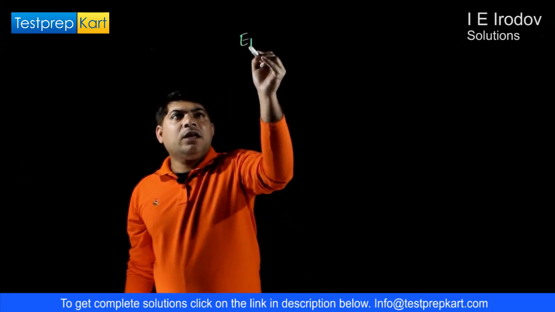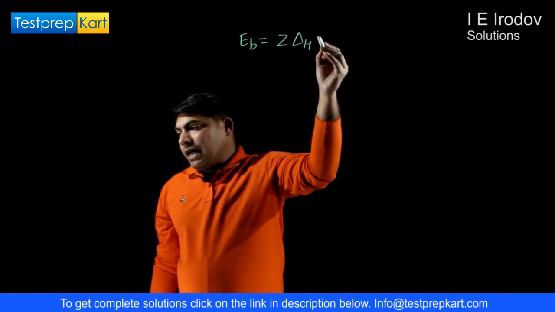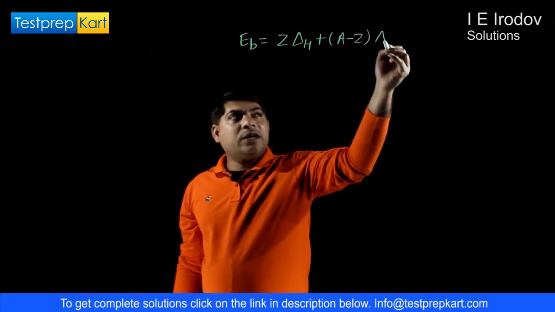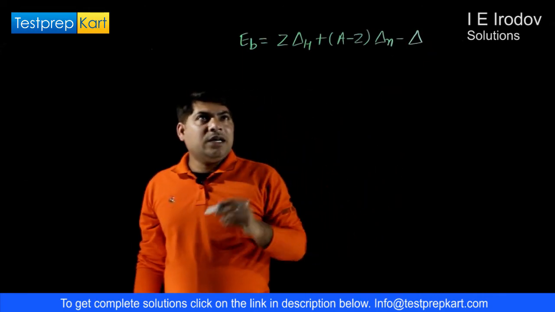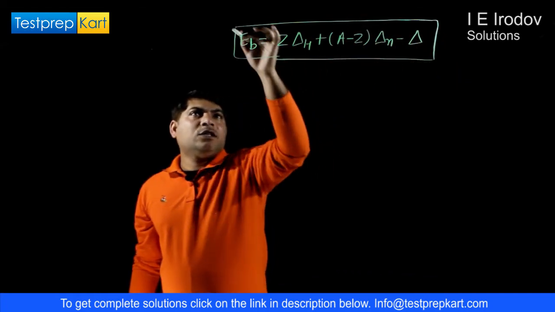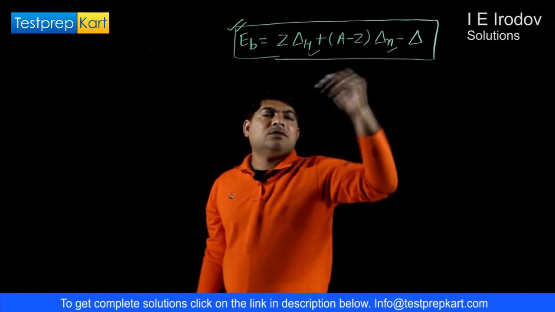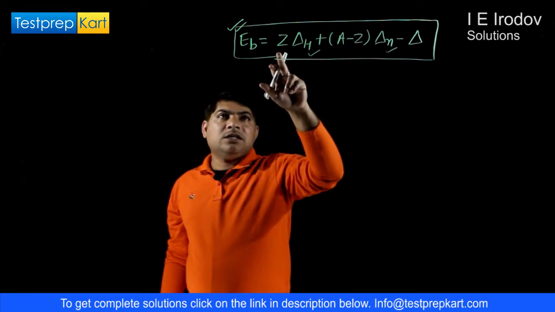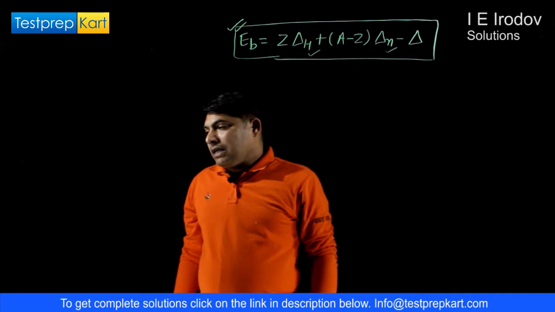E_B equals Z into delta H plus (A minus Z) into delta N minus delta. We need to demonstrate that this equation is valid for binding energy, where H stands for hydrogen, N is for neutrons, and delta is for total atoms. And Z is given as total charge, meaning the number of protons, and A is the mass number.